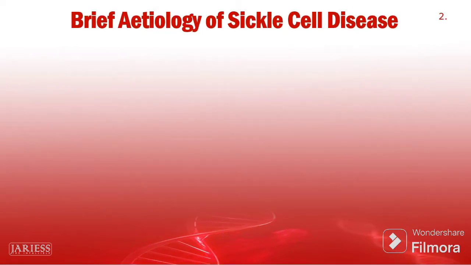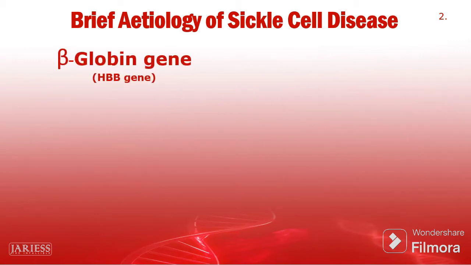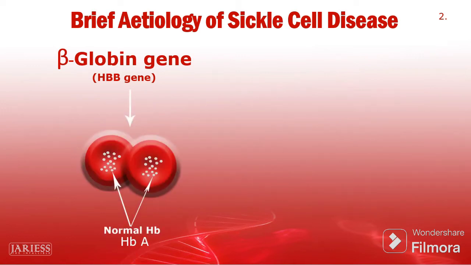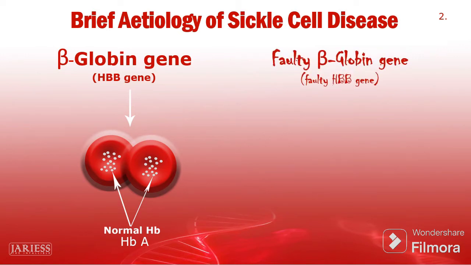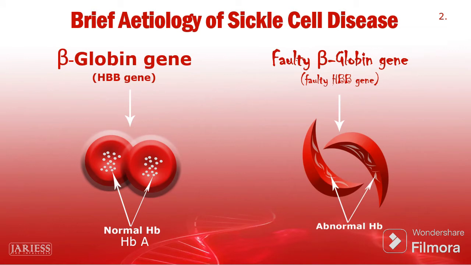Within your DNA is a single gene called the beta globin gene. This gene provides instructions for the production of normal hemoglobin in red blood cells. Individuals with sickle cell disease inherit a mutated or faulty copy of the beta globin gene. This faulty gene is responsible for the formation of abnormal hemoglobin called hemoglobin S.